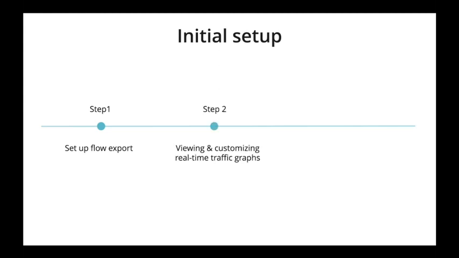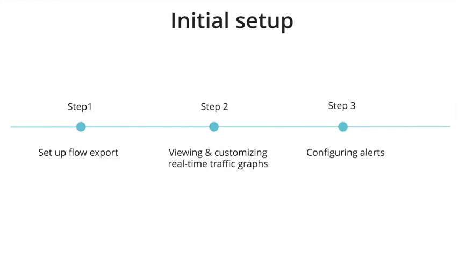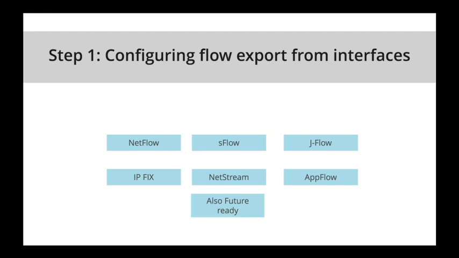your traffic? The first step is you need to configure flow exports from your network devices. Devices such as routers, switches, and firewalls, you can export the flows from those devices, and then you can view or customize the traffic graphs. Once you can monitor the traffic, you can also get notified via email or SMS by creating and configuring alerts in the software. Let's go to the first step, which is configuring flow exports from your interfaces.